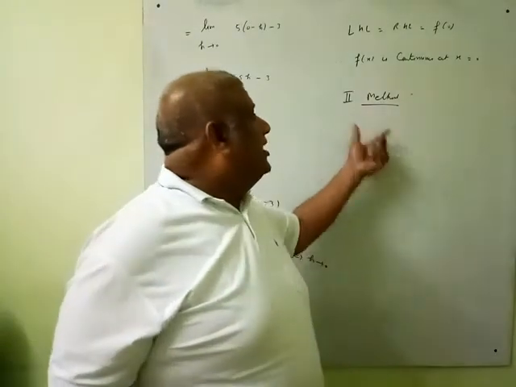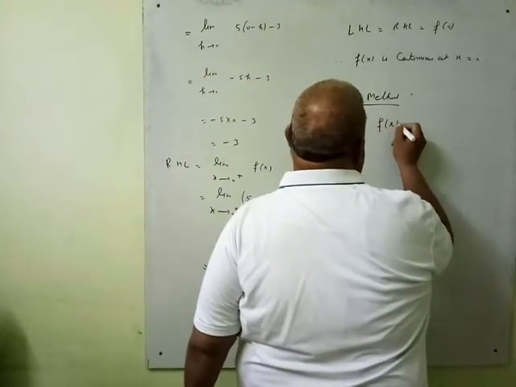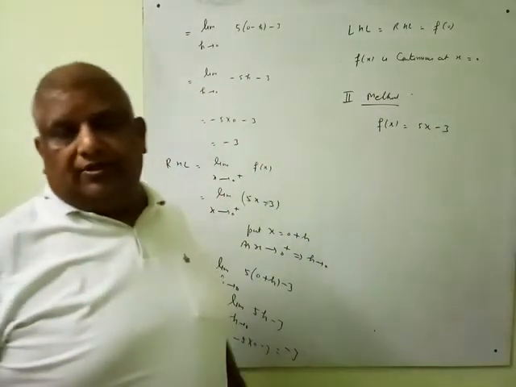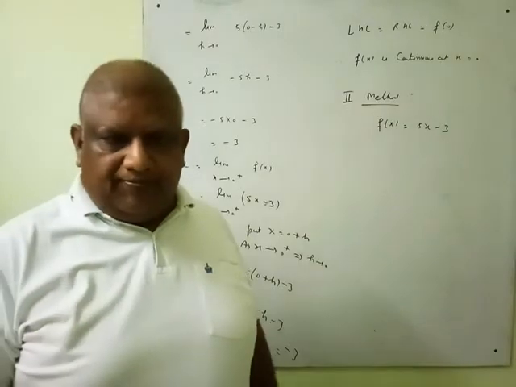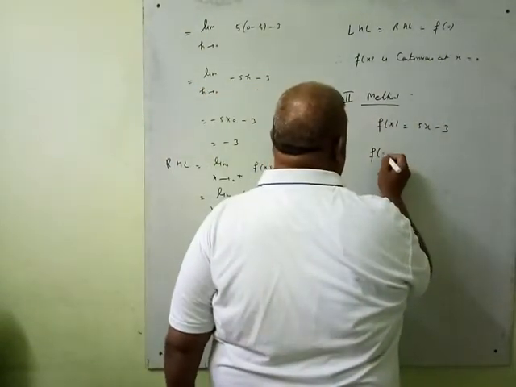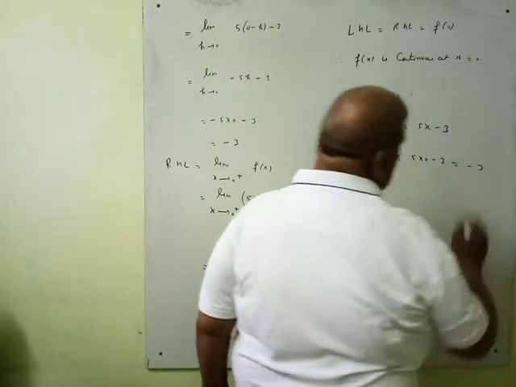But here you apply the second method. It is a polynomial function. We can proceed by finding f(0): 5 into 0, it is minus 3.